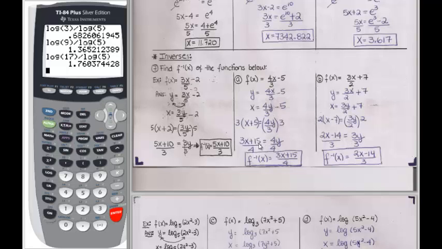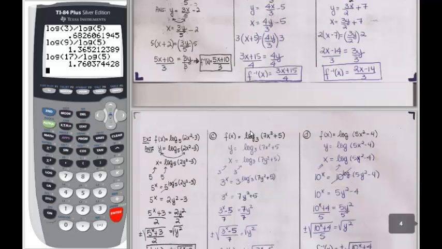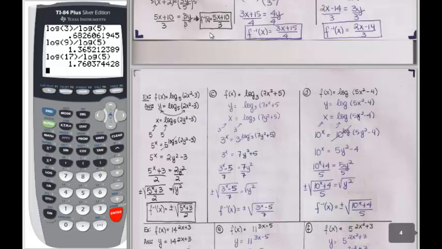Please be careful. A very common mistake is that students move this 5 to the other side and forget to change the sign. That occurred a lot on the test, I noticed. So if you move one number to the other side, please remember to change your sign. Okay, very well. There will be one question like this.